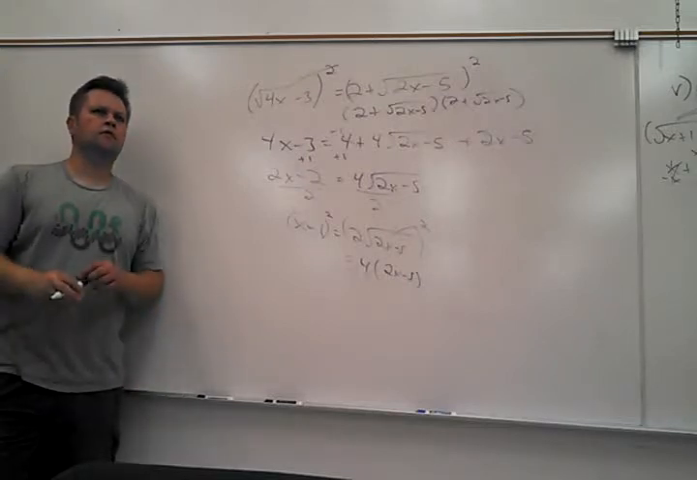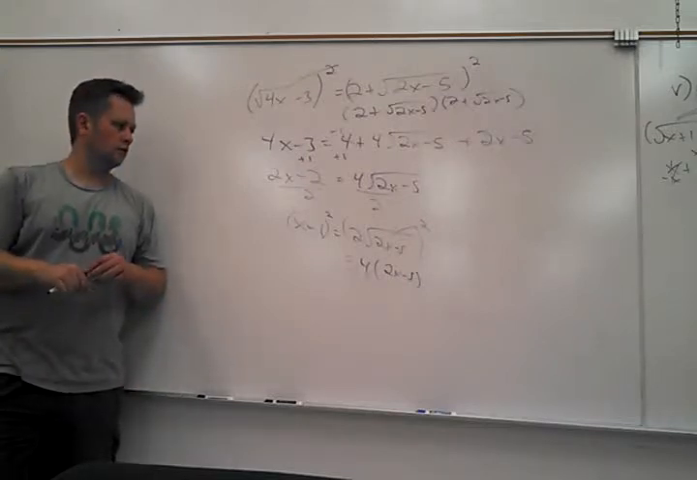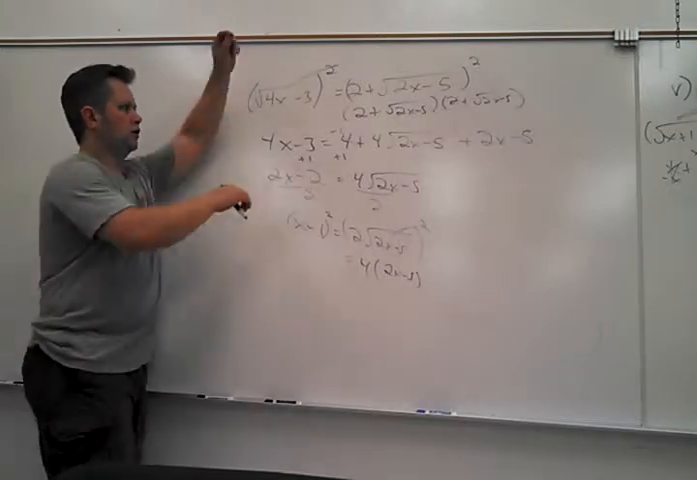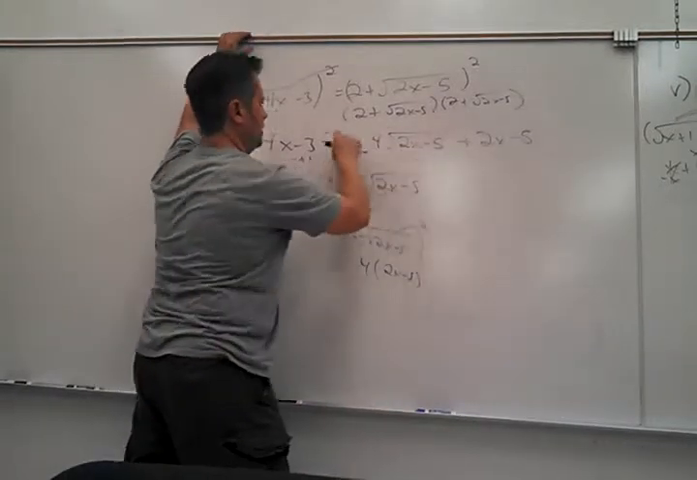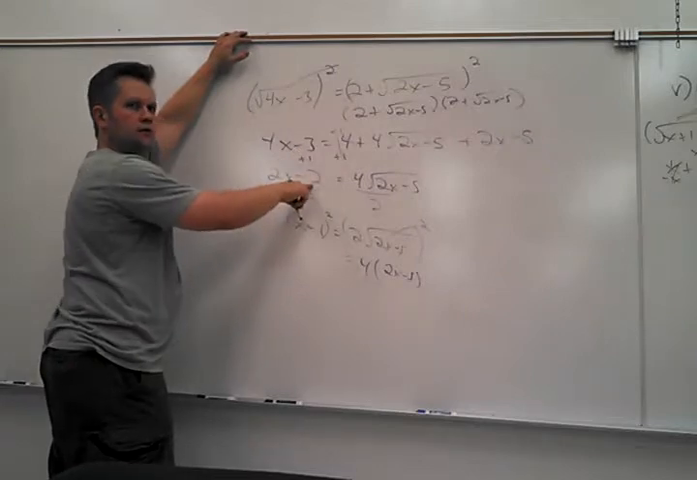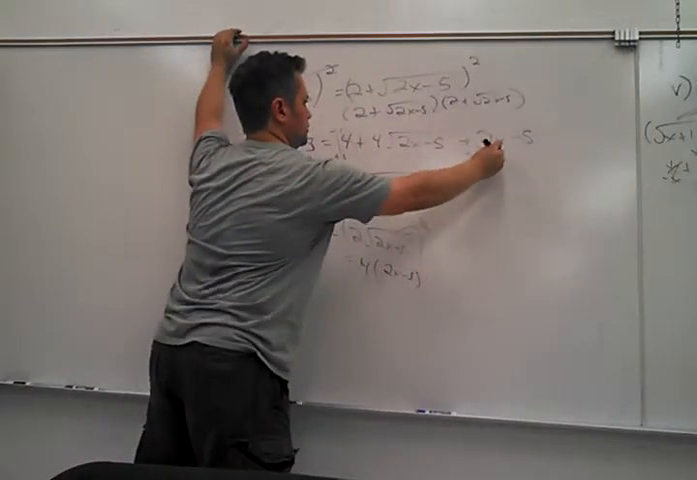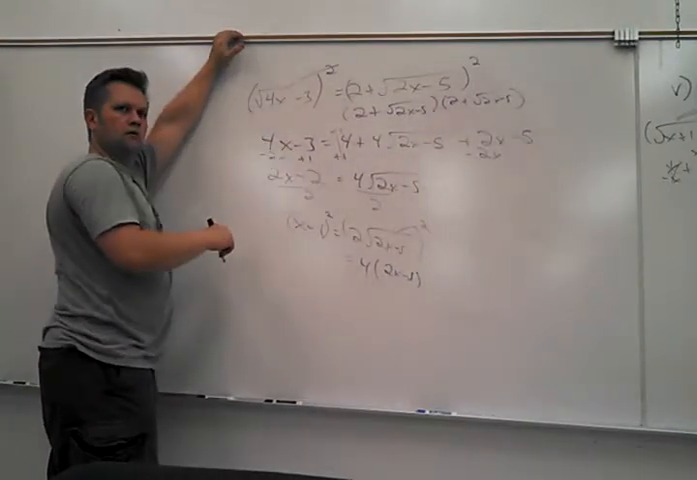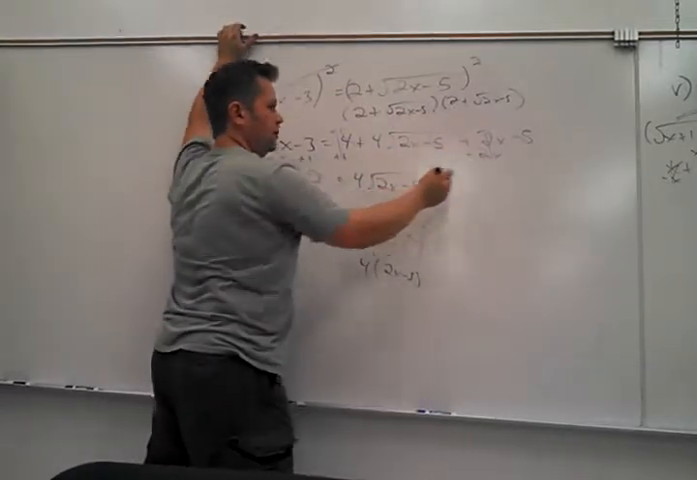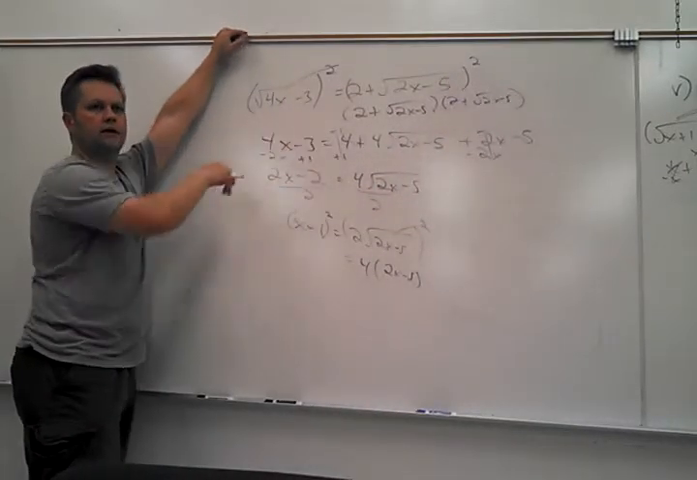Yes, ma'am. How did you get the 2x minus 2? Here? Oh, 4 minus 5 is the -1. Add 1 to both sides. Then subtract the 2x. Right? Just moving everything to one side. Getting a radical by itself.